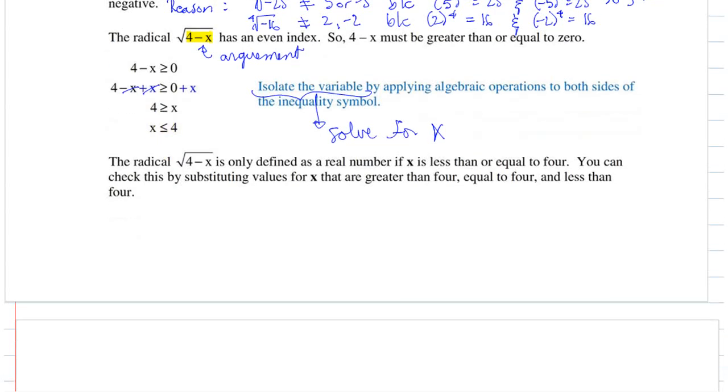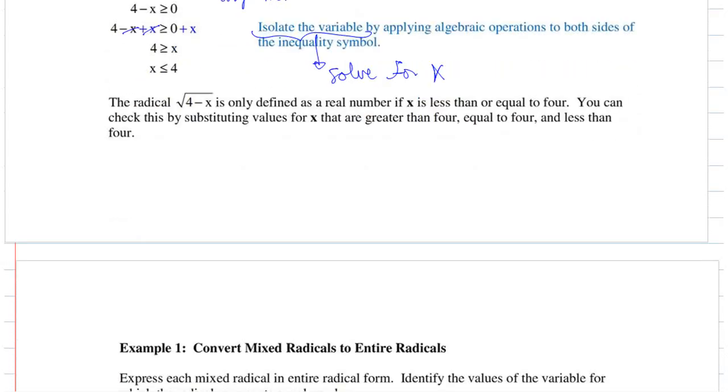Okay, so what does this tell us? Well, this tells us that whatever value x is, it has to be less than 4 or equal to 4. It can't be greater than. So let's see if this works. Let's take a look at when x is less than 4. I'm going to choose where x is equal to 0. I'm going to substitute that in. I'm going to go 4 minus 0, and that gives me the square root of 4, which gives me a 2, so that works.